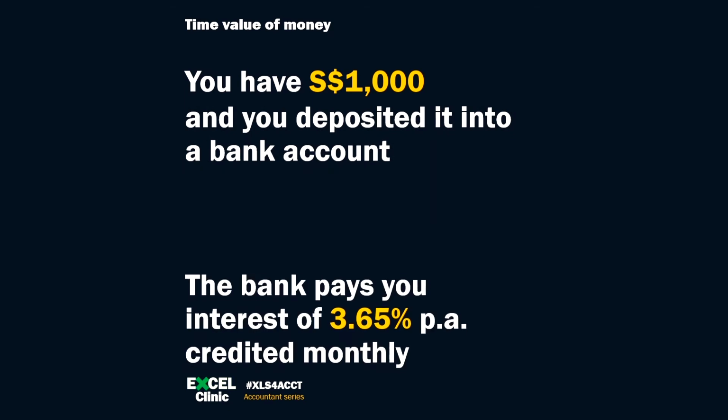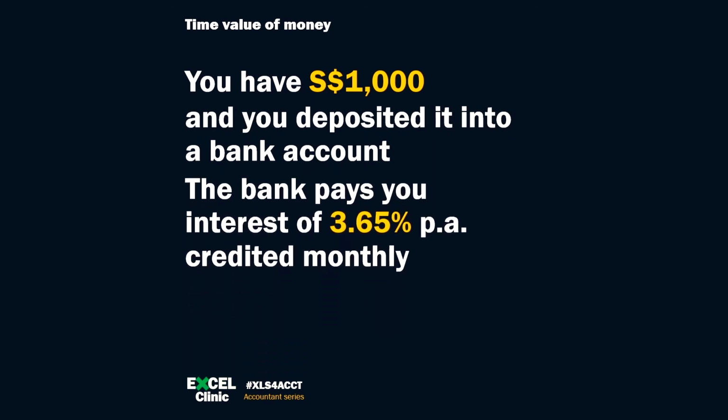Assuming that the bank pays 3.65% per annum, credited monthly, you wake up the next morning and check the bank statement, and you find, well, you may not see the interest being credited yet because it pays monthly. We have to understand that in most cases, the interest is not credited into the account on a daily basis. The frequency of interest payment affects the total interest you receive over the deposit tenor.